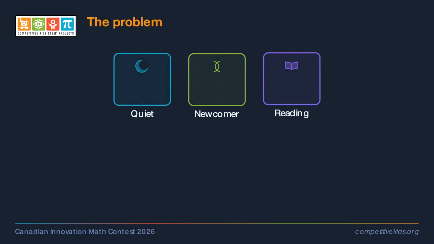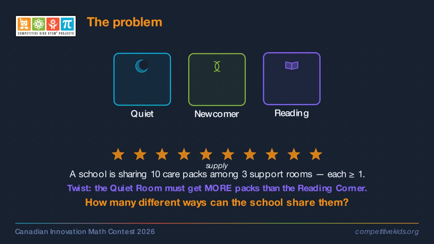A school is sharing 10 care packs among 3 support rooms: the quiet room, the newcomer room, the reading corner. Each room must get at least 1 pack. There is a twist. The quiet room must get more packs than the reading corner. How many different ways can the school share them?